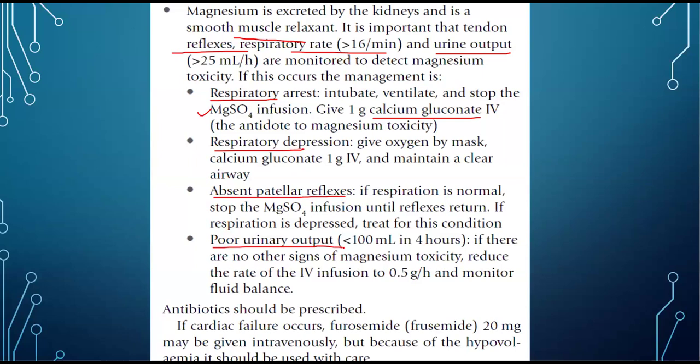Poor urinary output: if there is no other sign of toxicity, you will reduce the rate of IV infusion from 1 gram per hour to 0.5 gram per hour. Okay, so this comes in the exam. They give you a magnesium toxicity scenario and then ask what you would do next.